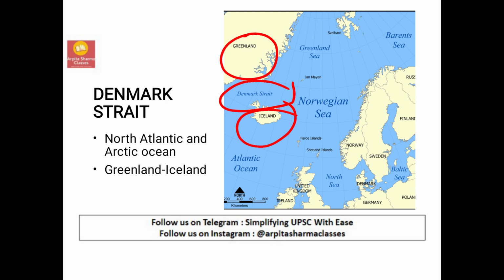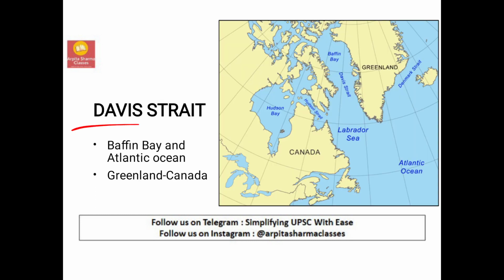Whenever you talk about a strait, what are the two things? Which countries is it present between, and which are the two water bodies it is connecting. So what are the two water bodies connected by the Denmark Strait? It is the North Atlantic and the Arctic Ocean. Next is the Davis Strait. The Davis Strait connects Baffin Bay and the Atlantic Ocean.